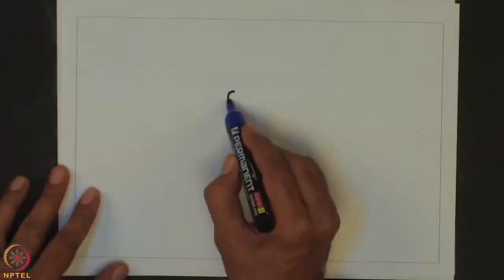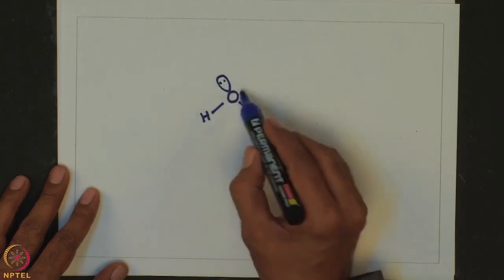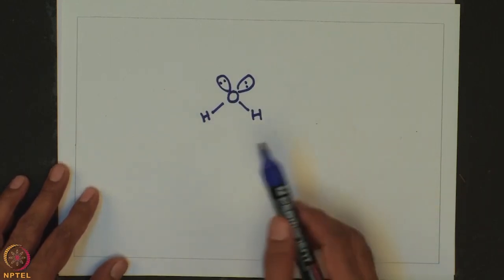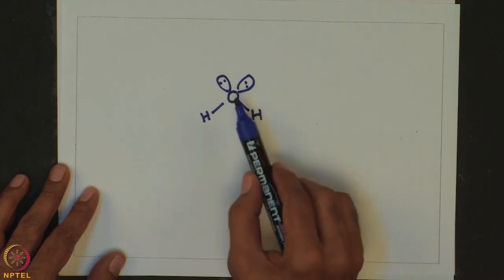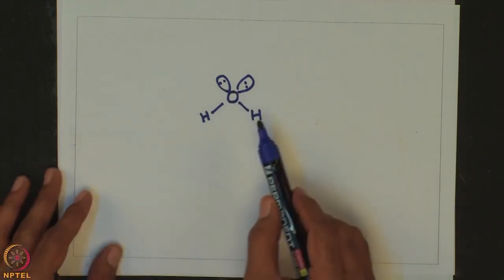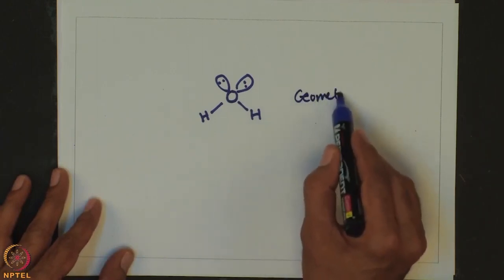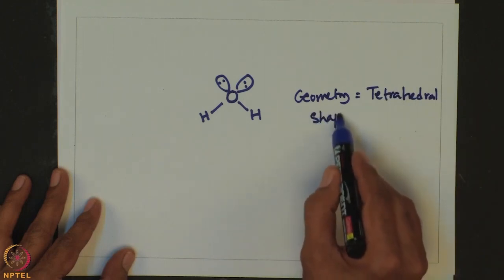Let us look into steric number 4 having 2 bonded pairs and 2 lone pairs. Examples are plenty: water, H2S, SF2, I3 plus, etc. So, let us look into the case of water. This is how one can write the geometry for oxygen in water, showing the tetrahedral geometry. And while deciding the shape of the molecule, one can ignore the lone pairs. So it has a V shape or bent shape. The geometry is again tetrahedral, and the shape is bent shape.